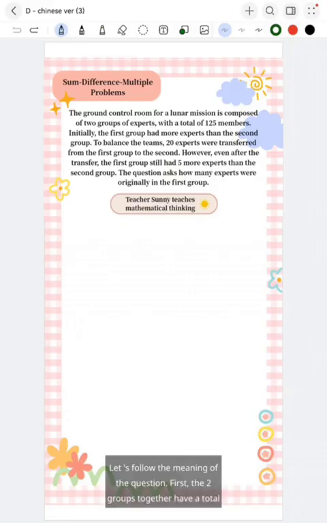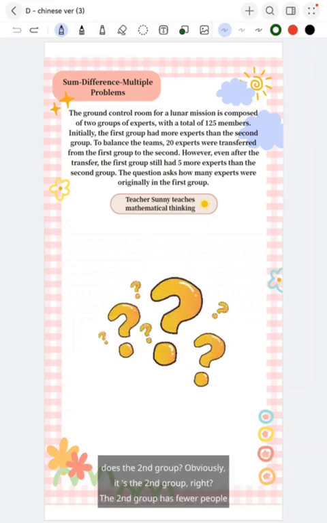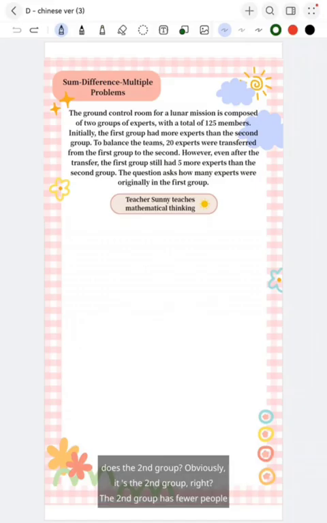Let's follow the meaning of the question. First, the two groups together have a total of 125 experts. Let's start from the group with fewer people, or a smaller quantity. So, does the first group have fewer people, or does the second group? Obviously, it's the second group, right? The second group has fewer people than the first. So, let's start from the second group.